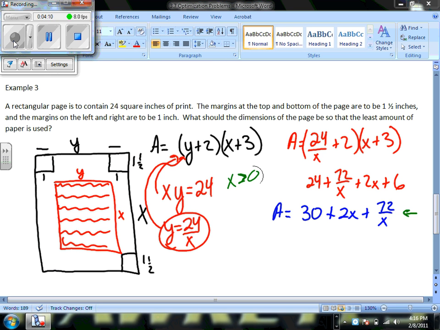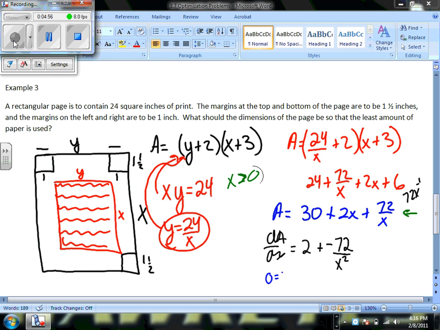Let's take the derivative and find our critical points, and then we can find our minimum. So with respect to x, dA/dx equals the derivative of 30, which is 0, plus the derivative of 2x, which is 2. Then to take the derivative of 72 over x, I bring it up to be 72 x to the negative 1. I bring my negative 1 down and decrease my power by 1, so I'd have negative 72 x to the negative 2, which is over x squared. Let's solve for our critical points. Let's set it equal to 0 and solve.